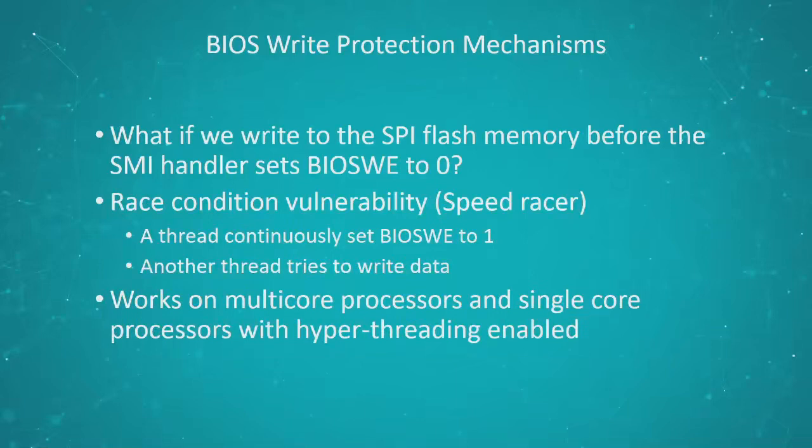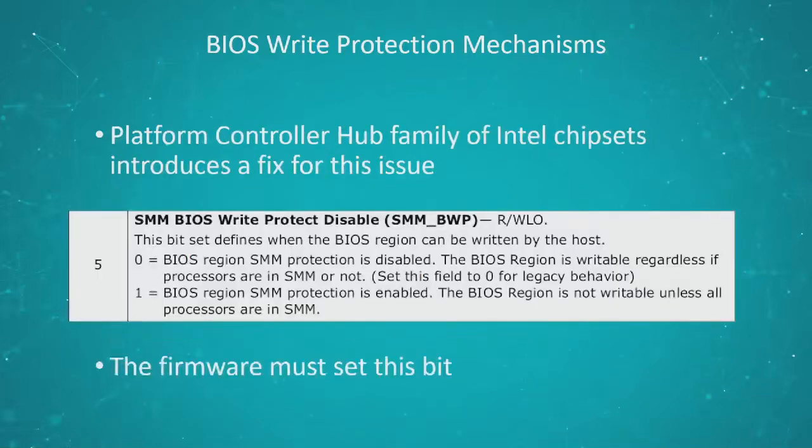There's a paper about it which is called Speed Racer, and it is trivial to exploit. How you do it is you have one thread that continuously sets BIOS write enable to 1, while another thread tries to write the data to the SPI flash memory. And according to the Speed Racer paper, it works on multi-core processors as well as on single-core processors with hyperthreading enabled. So Intel came up with a fix for this vulnerability, and what they did is that they added a field in the BIOS control register, and it was introduced in the platform controller hub family of Intel chipsets around 2008. So this field is called SMM BIOS write protect disable.